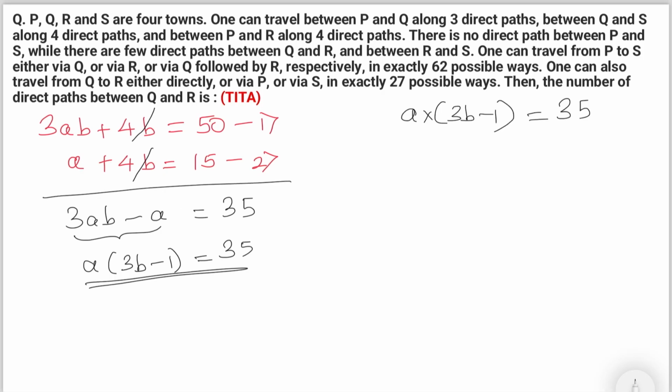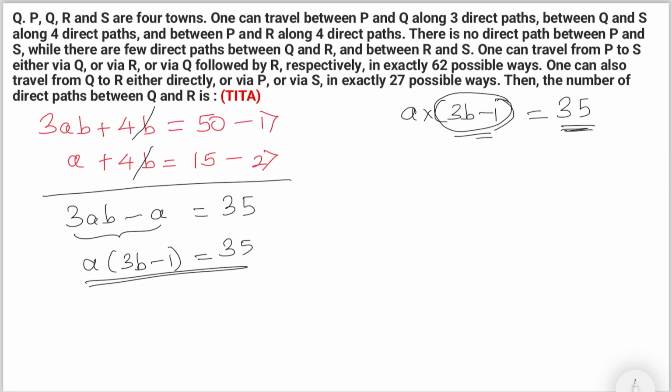Now the right hand side is a natural number, 35, and the left hand side is A into 3B minus 1. Naturally, since A and B are the number of paths possible between any two routes, A and B can be natural numbers, or I would say whole numbers, right? But A cannot be 0, because if you take A as 0, 0 into something is always 0, but we need 35. Naturally, A is not 0. So A and the next number, 3B minus 1, are both going to be natural numbers. So let's split the left hand side as a product of two natural numbers whose product is 35. There are four ways of doing this.